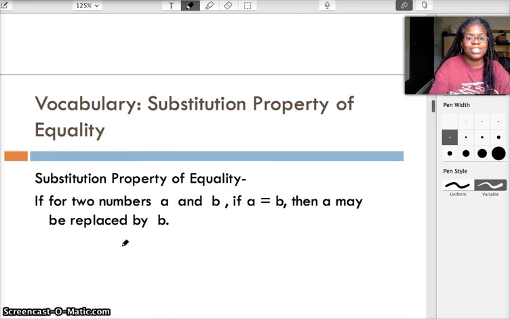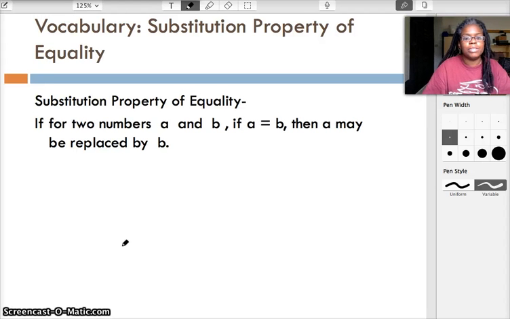Let's take a look at our next phrase, and this is substitution property of equality. We will be talking about other properties in mathematics, and properties are often written in this kind of generic looking way. For two numbers a and b, if a is equal to b, then a may be replaced by b. Sometimes they're hard to hold on to, right? Because it just seems like gobbledygook. But this is a generic way or a general way of expressing something that we know to be true.